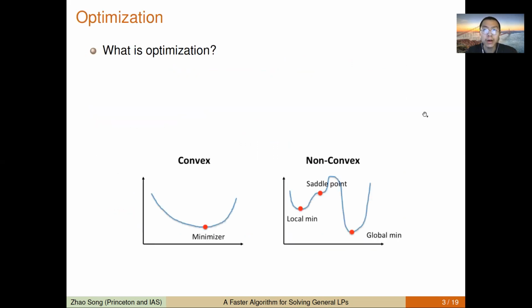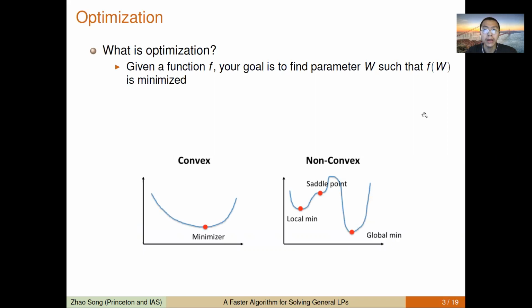So let me remind all of you what optimization is. Usually optimization has two cases. The first case is called the convex case, and the second case is called the non-convex case. Mathematically, you can think of it as you have a function f, and you're going to find some parameter w such that f of w is minimized.